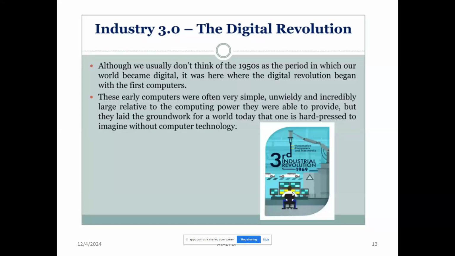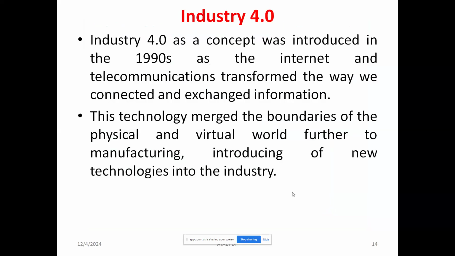The third industrial revolution, especially from the year 1969 onwards, was a big industrial revolution called the digital revolution. Now coming to Industry 4.0, a concept introduced in the 1990s. Here cloud computing was introduced, for which we preferred internet and remote communication. Internet and telecommunications transformed the way we connected and exchanged information. Whatever we wanted to communicate became possible. This technology merged the boundaries of the physical and virtual world in manufacturing. Not only in manufacturing, newer technologies were introduced into the industry as a reality.